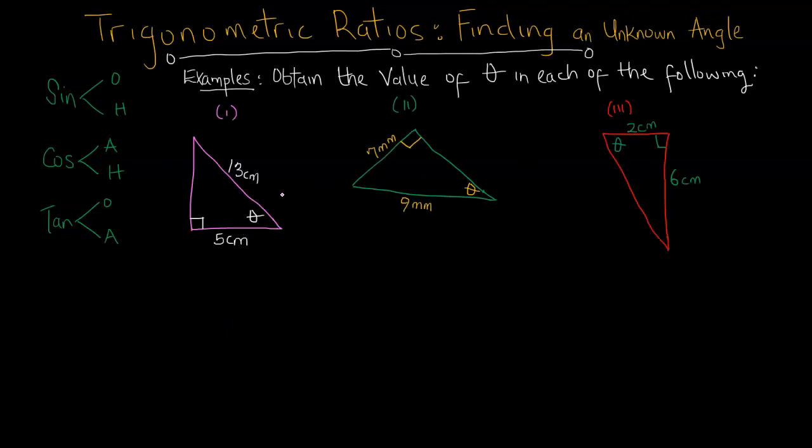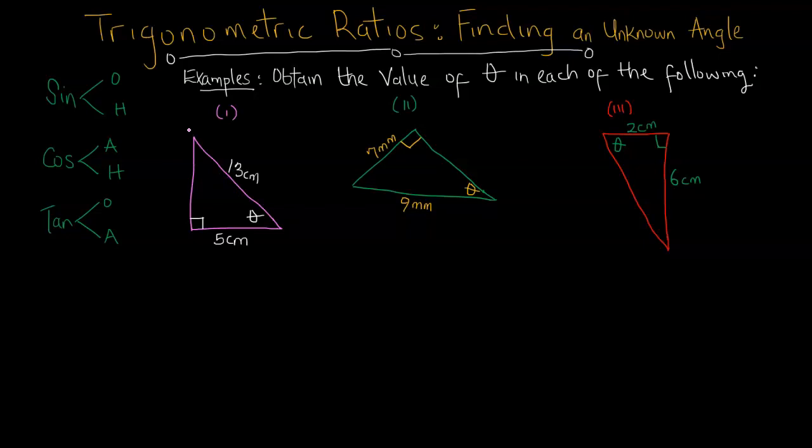Here are the three problems. The instruction says obtain the value of theta in each of the following. So we can see that the first triangle is a right triangle because one of its angles is 90 degrees. Now we are given two sides. We are given the hypotenuse, 13 cm. Of course, this side is the hypotenuse because it's the side facing the right angle.